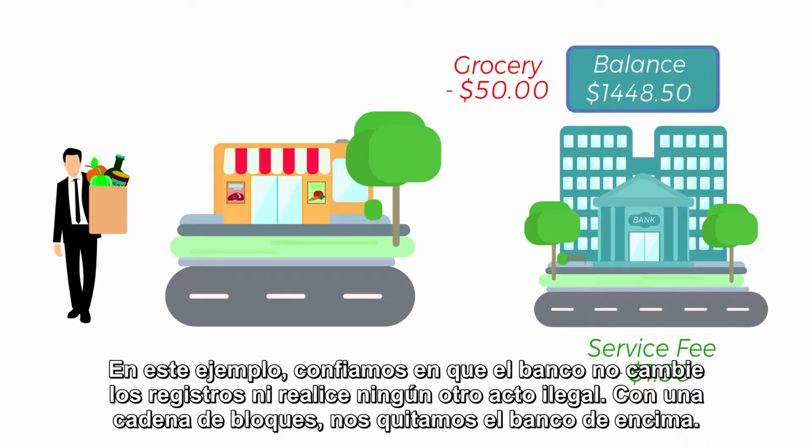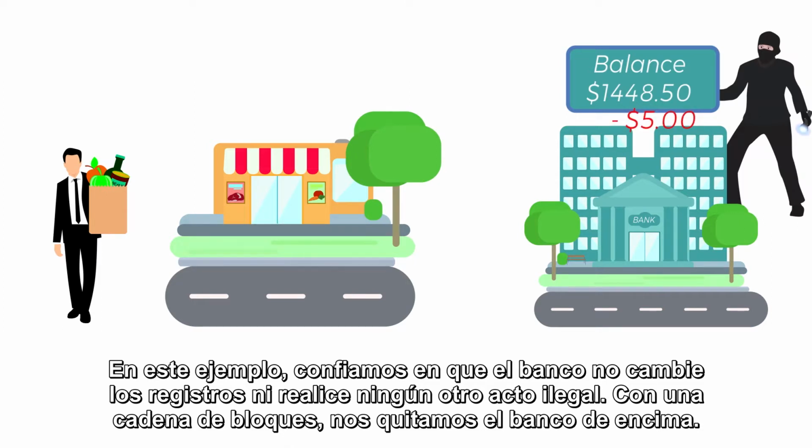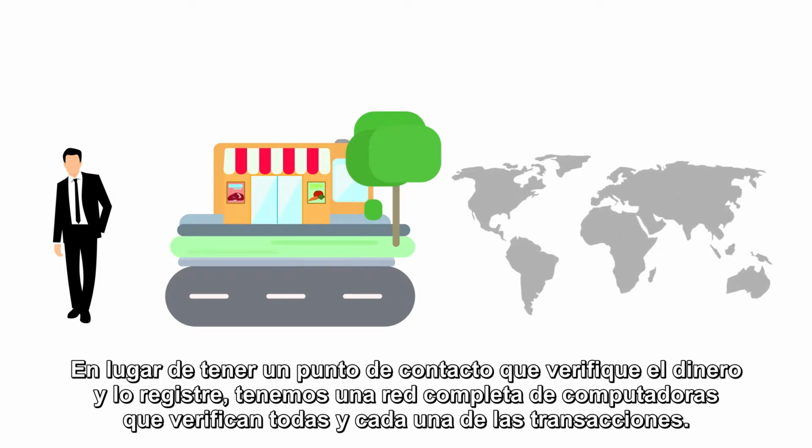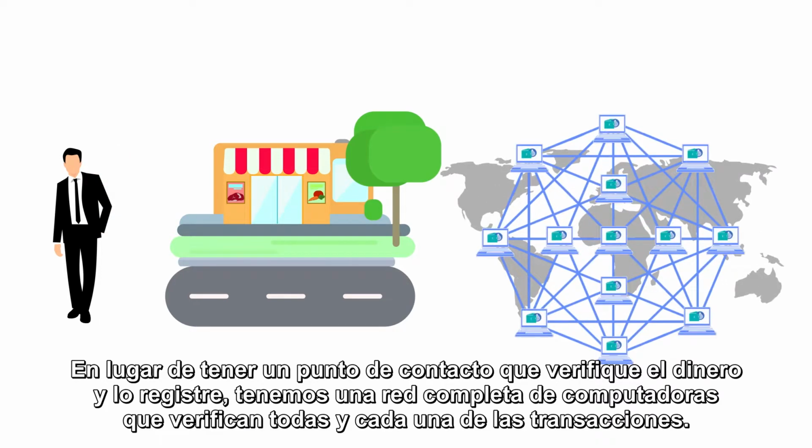In this example, we trust the bank to not change the records or do any other illegal acts. With a blockchain, we take the bank away. Instead of having one point of contact checking the money and recording it, we have a whole network of computers that check each and every transaction.